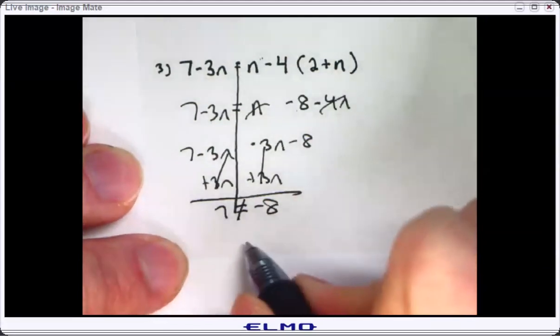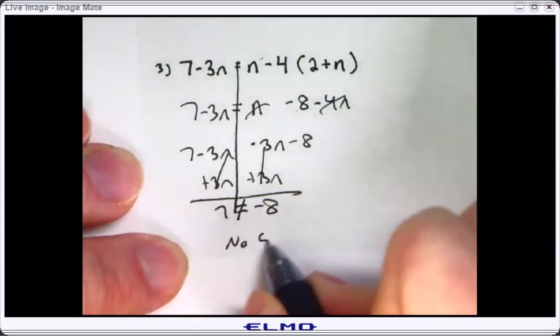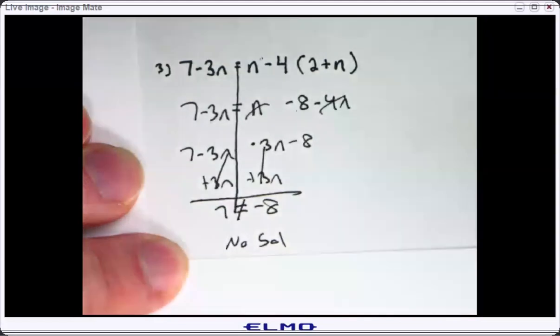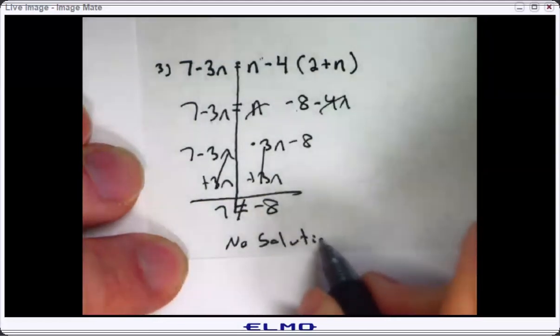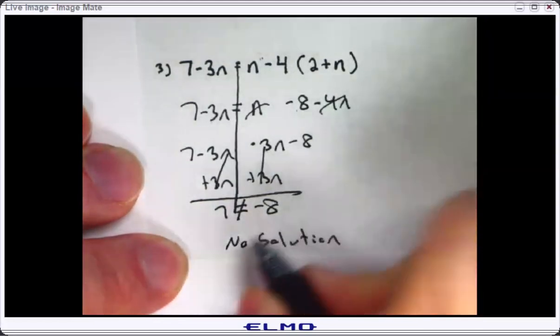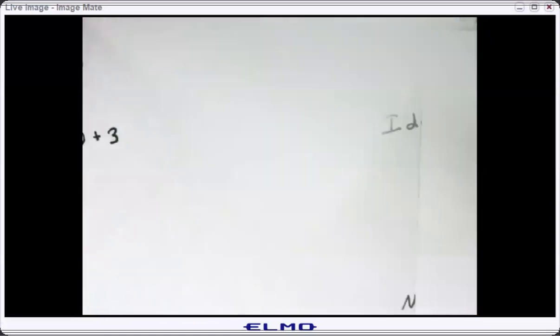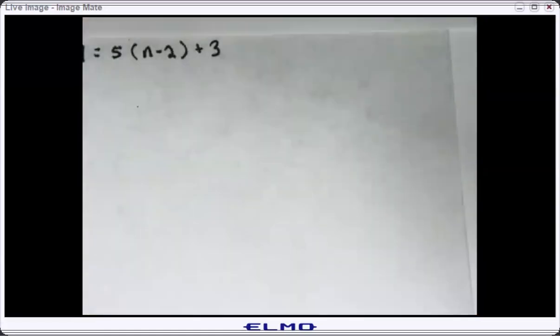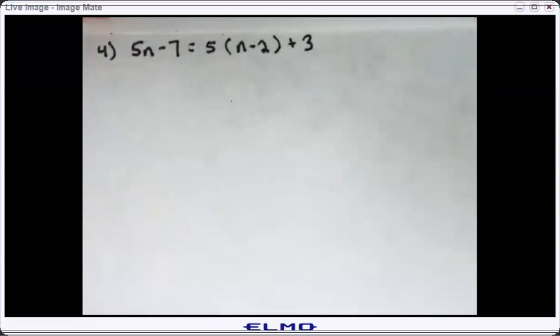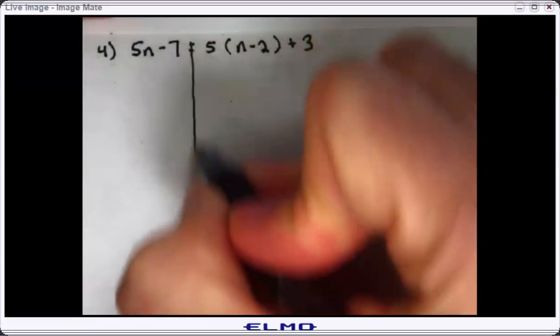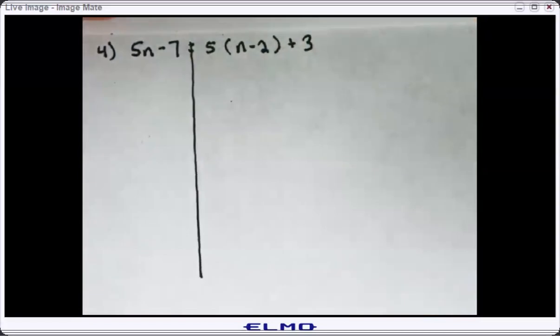There is no solution to this. Now, I could write out the word solution, or I could just put my answer like this. Empty set, no solution. And number 4, one more. Then we'll talk about how to write our answers. Again, if you want to pause the video and try it, be a good opportunity here.